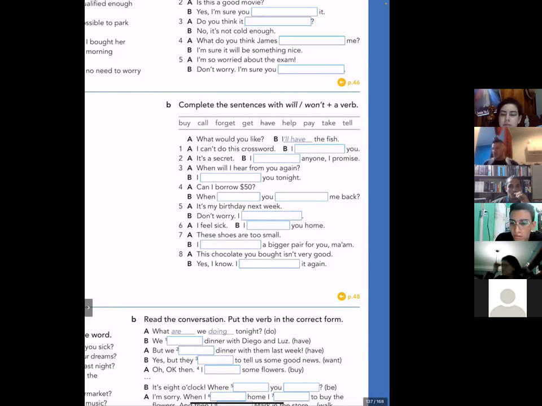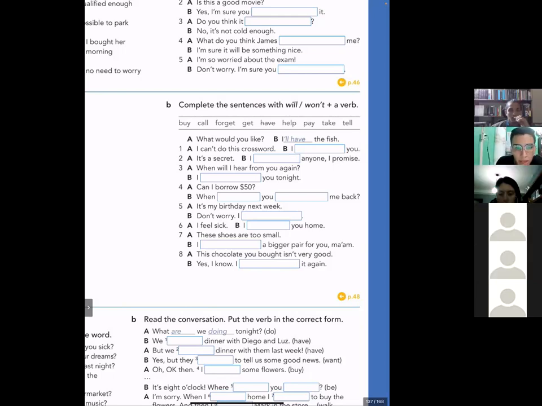Okay, it says, what would you like? I'll have the fish. Let's see, Danny, can you do the first one, number 1? I can't do this crossword. I will help you. Okay. Number 2, Alina. It's a secret. I won't tell anyone, I promise. Thank you.